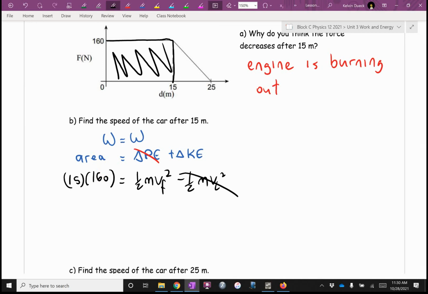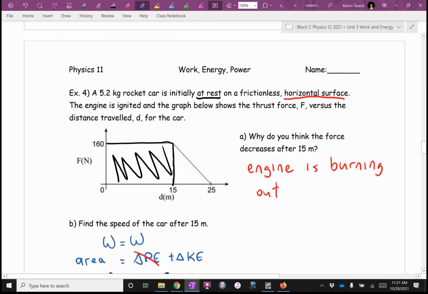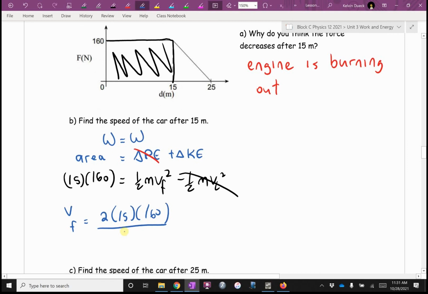How would I get, oh, it wants me to find speed now. I can get the v by itself. I think it's going to be times by 2, divide by m. Did they give me the mass of the car? Okay, good. And then square root. I guess v is going to be 2 times 15 times 160 divided by, what was the mass of the car? 5.2. And don't forget to square root.